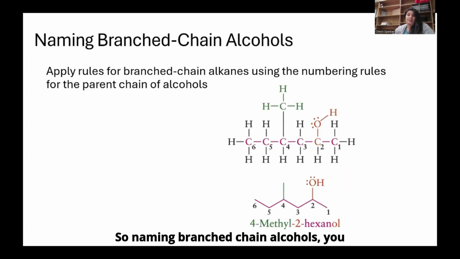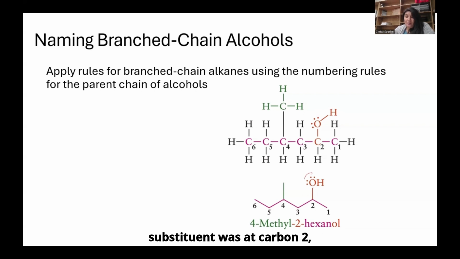So naming branch chain alcohols. You apply the rules for branch chain alkanes using the numbering rules for the parent chain of alcohols. So we have the same rules applied here. We have 1, 2, 3, 4, 5, 6. This is hex, is 6. So hexanol because it has an alcohol group. We have our carbon number 2 is where the OH is. We want our locator number for our hydroxyl group to be the lowest possible, and that will supersede the substituent.